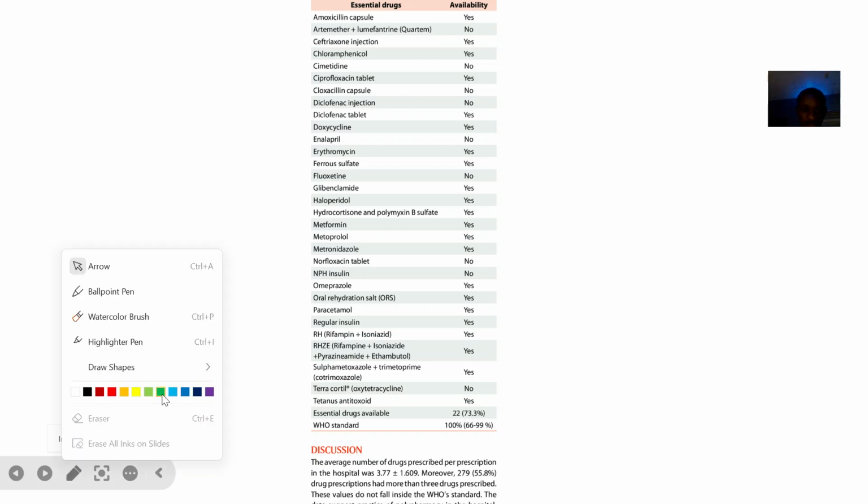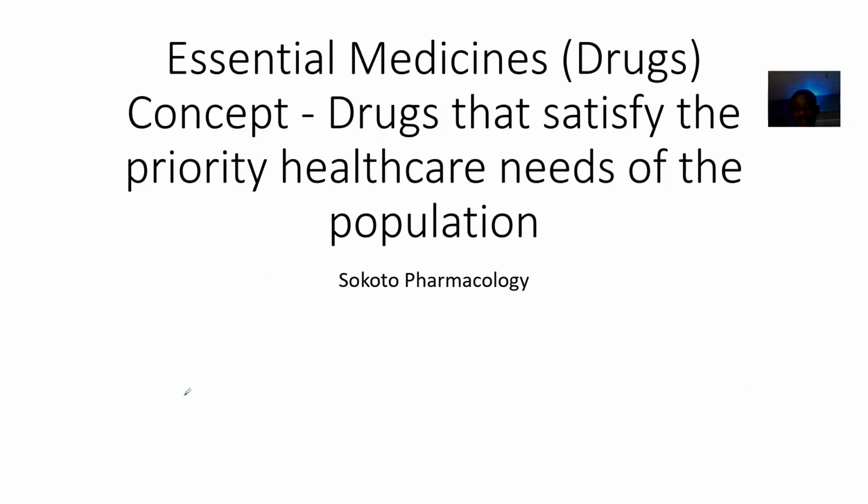All right, so we're moving to another concept, which is known as the essential medicine or drug concept. So, what does it mean? They just said that it's drugs that satisfy the priority healthcare needs of the population. That's like another name of talking about it.